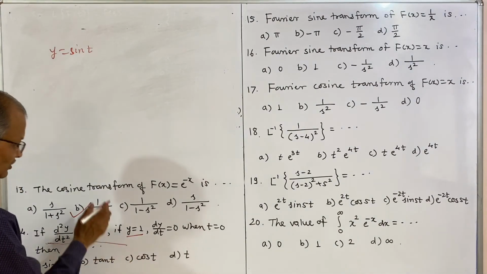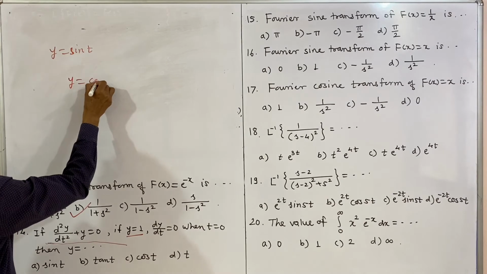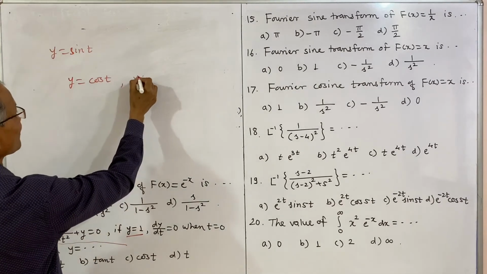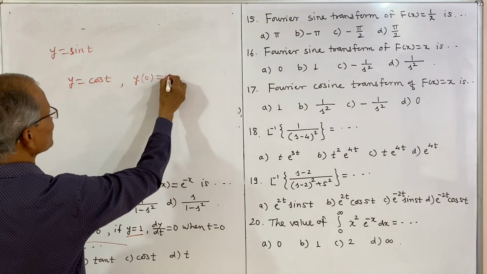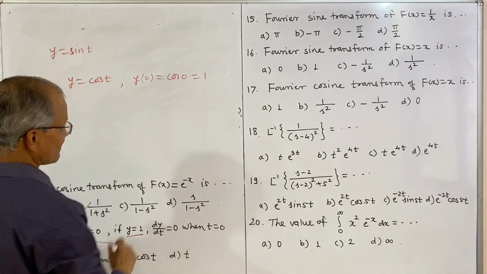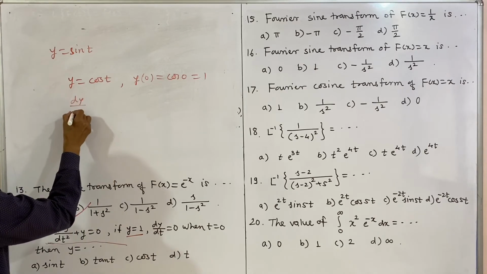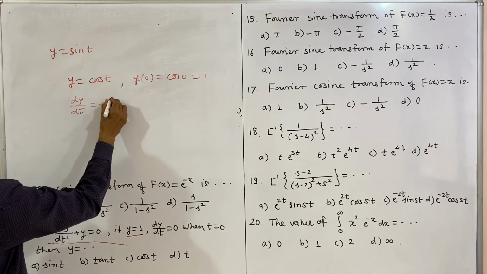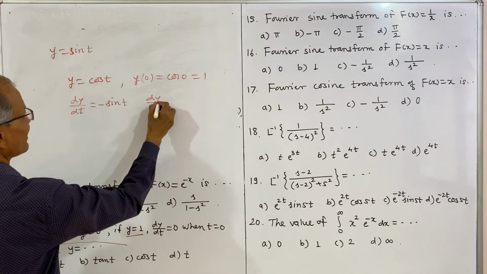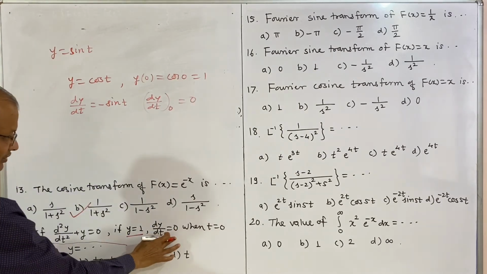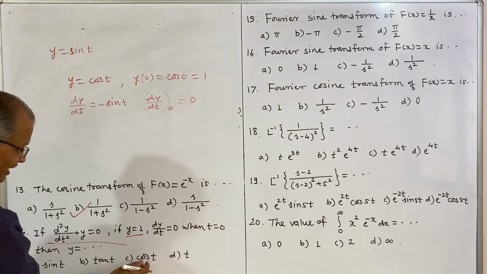So we have y is equal to cos t, then y at 0 is equal to cos 0, and that is 1. And what is dy by dt? Dy by dt is minus sin t, and its value at 0 is equal to 0. So therefore these two conditions are satisfied by cos t.